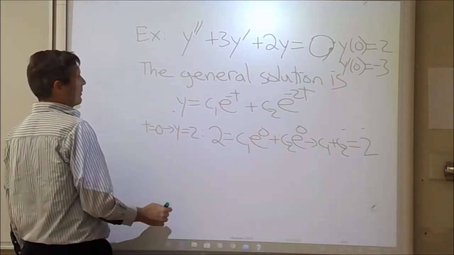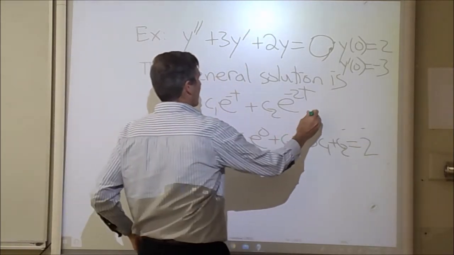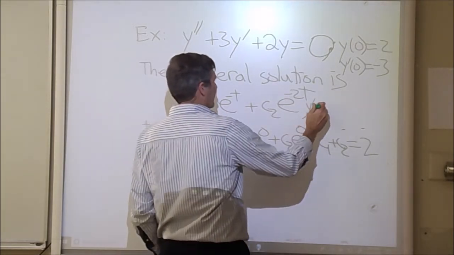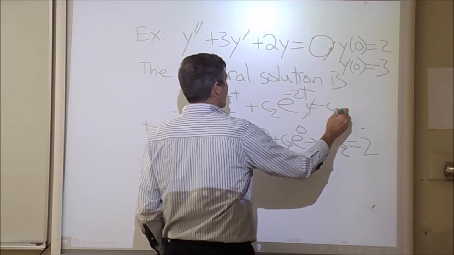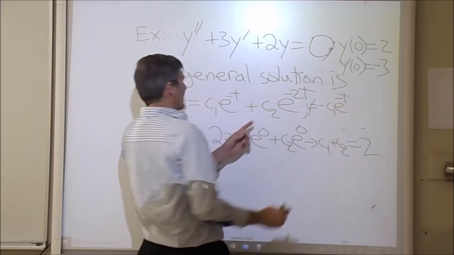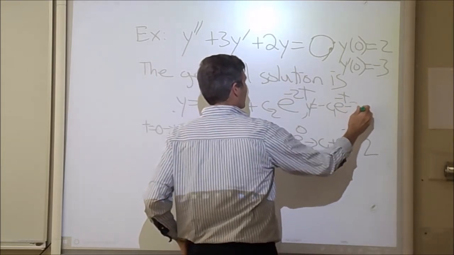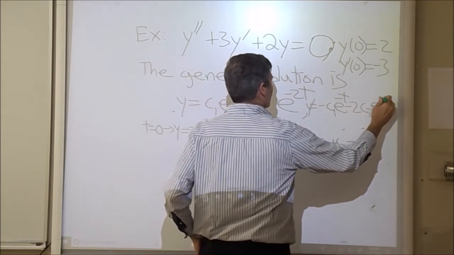Then we need to calculate y prime. Let's do it over here on the side. Y prime, the derivative of e to the minus t is minus e to the minus t, so y prime is minus c1 e to the minus t. Derivative of e to the minus 2t is minus 2 e to the minus 2t. So this is minus 2 c2 e to the minus 2t.